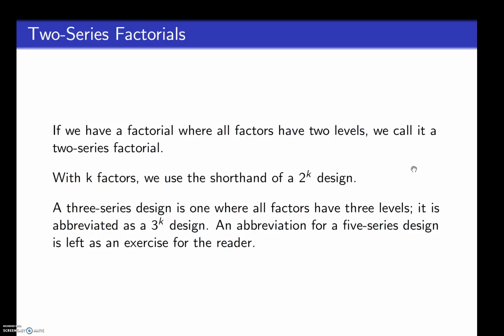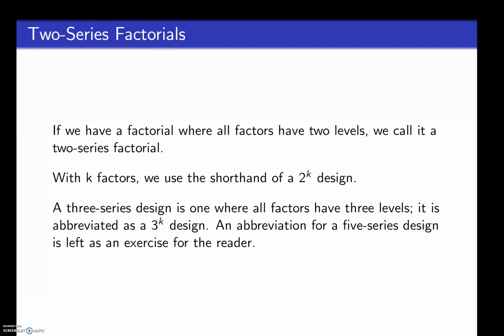So, two series factorials are just a plain old factorial, but where all the factors have two levels. So we're already very familiar with this in this course. In our Ultimate Tomato Challenge, we have the heat, which is high and low. We have the light, which is high and low. And then we have not a high-low factor, but a variety factor. It's just one variety or the other. And so this is very, very similar to what he's calling a two-series factorial.